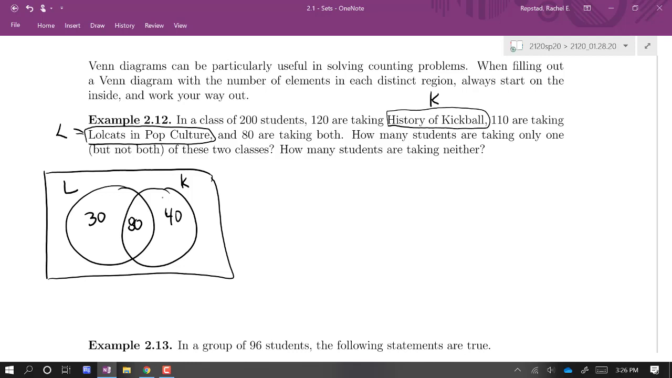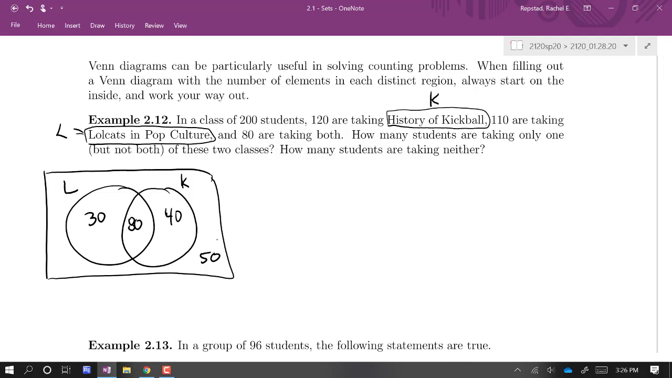Universe. Well, how big is the universe here? 200, right? Of the 200 students. So how do we figure out what goes outside? Whatever's left. So what is left? Anybody do that? 50. Because you have 70 plus 80, which is 150. So there's 50 out here. Okay. Good.